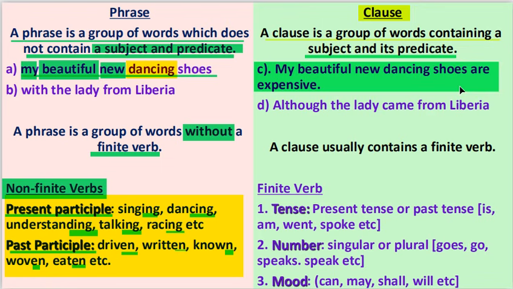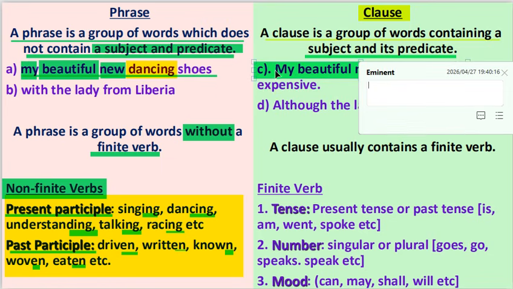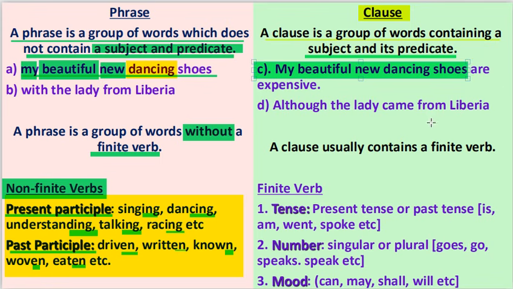As you can see, my beautiful new dancing shoes is the subject, while are expensive is the predicate. It contains the subject and its predicate. Let's come to the second one. A clause can also be dependent. This type of clause does not make a full sentence on its own, even though it contains the subject and its predicate. Like what we have in example D.